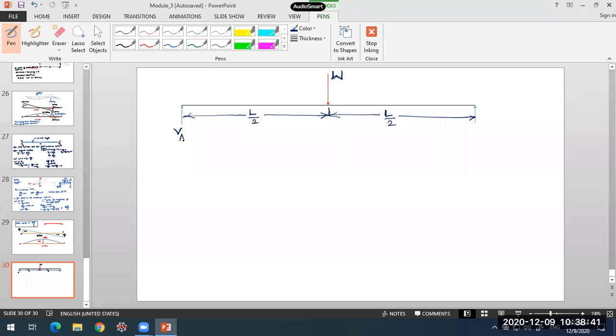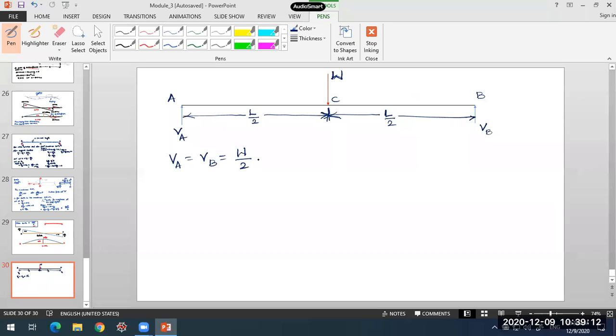This is, say, VA, this is support A, and this is support B. At point C, the load is applied. Total span is L, L by 2 plus L by 2. The load is applied exactly at the center of the span. What are VA and VB equal to? Due to symmetry, it is placed exactly at the center, so each support will take half of the total load.